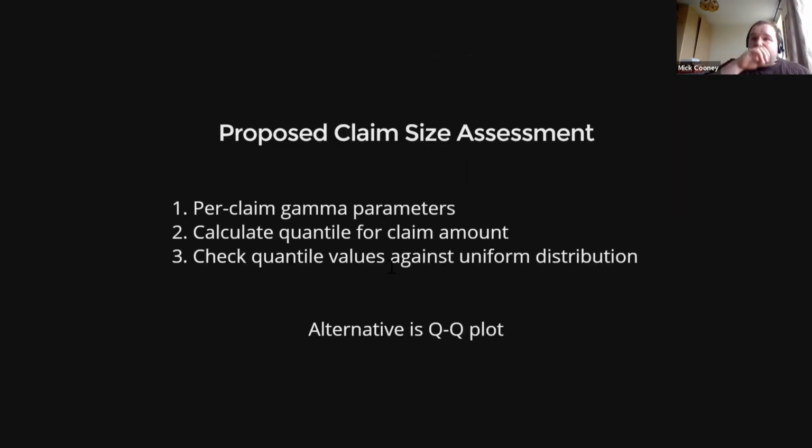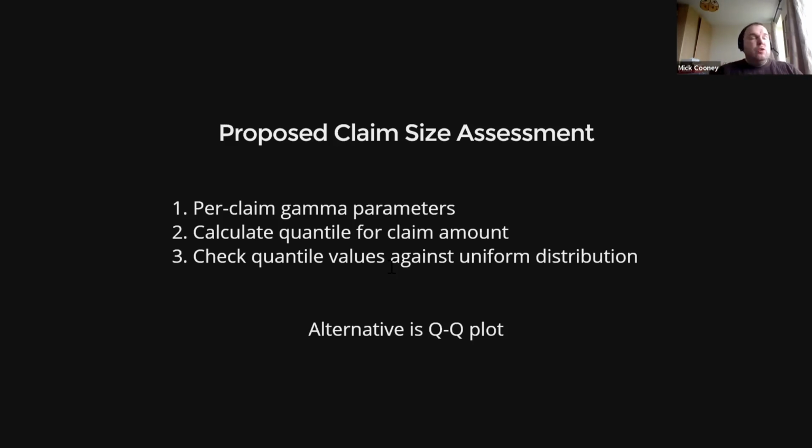So for claim size assessment, we're going to do per claim gamma parameters, and then we're going to calculate the quantile for the claim amount, and then check that against a uniform distribution. So if we've kind of got the gamma distribution correct, it's kind of like a QQ plot. For that particular policy, we know roughly where the observed value came in on the QQ plot, and we calculate that cumulative probability. And if we've done a good job of fitting our distribution, we should be getting a pretty uniform distribution of percentiles for that data. And that means that we've essentially calibrated the probability distribution.